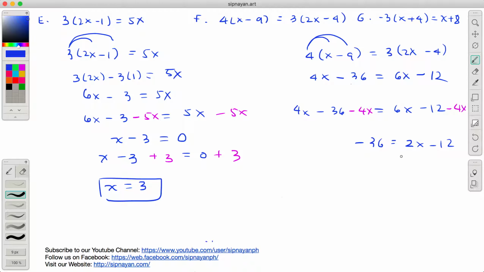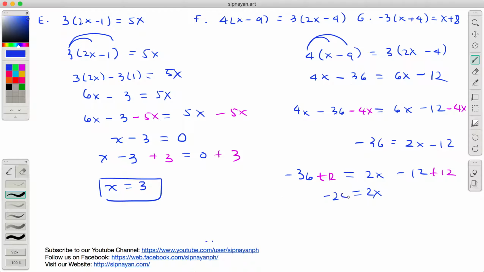Tapos, may minus 12 pa ako dito, no? And again, para matanggal ko tong minus 12, gagawin ko, magpa-plus 12 ako dito, no? So, I have to add 12 here. And I have 2x. This is 2x minus 12 plus 12 is 0. And negative 36 plus 12 is negative 24. No?